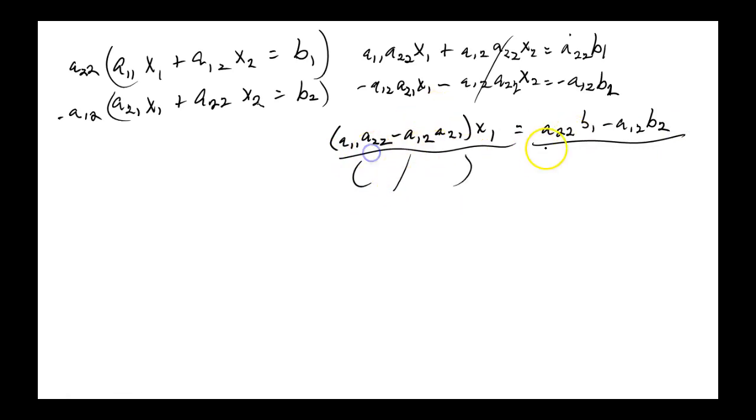Then divide both sides by this expression here. Goes out here, and this would then be a11 a22 minus a12 a21.